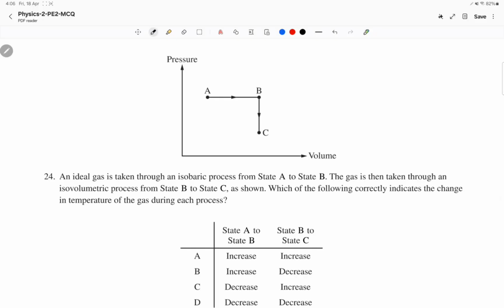Question 24. So look, from A to B, what's happening to our pressure? It's actually not changing, but the volume has changed. So from A to B, the pressure is constant, the volume increased. And as we know, if the pressure is constant and the volume increases, temperature has to also increase. So now we know that temperature of B is more than temperature of A.